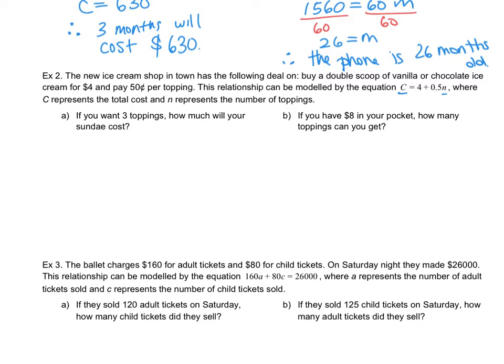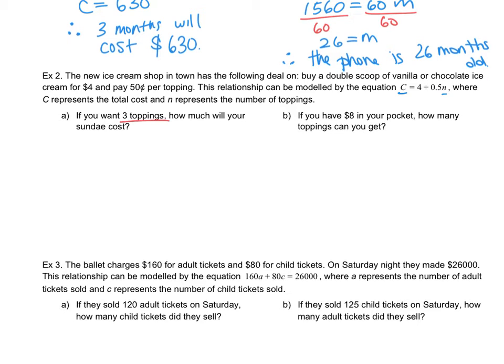Now in this scenario, I did give you the actual deal, so we could have come up with the equation on our own, but we're saving that for another unit. So for now, you will be given the equation and we just have to figure out what to plug in where. So if you want 3 toppings, how much will your sundae cost?